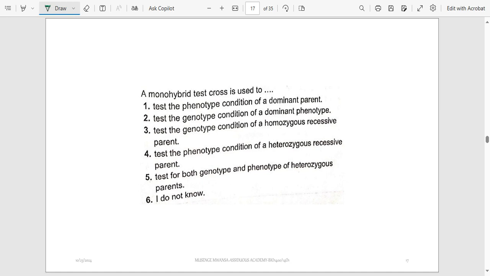A monohybrid test cross is used to determine the phenotype condition of a dominant parent. Okay, this is true. Remember, you are actually trying to determine the genotype of a parent. Okay, this one is false because you are not testing the phenotype but the genotype. You already know the phenotype if someone is tall or short. Test the genotype condition of a dominant phenotype. Okay, you test yes the genotype condition of a dominant phenotype. This is true. Test the genotype condition of homozygous. No, you don't know if it's homozygous or heterozygous. Even this is false because of heterozygous. Test for both genotype and phenotype. This is also false.